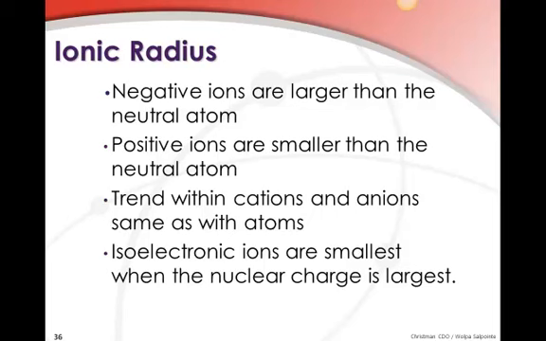Ionic radius. The negative ions are larger than the neutral atom. Positive ions are smaller than the neutral atom. Trends within cations and anions are the same as the atoms. So sodium is bigger than magnesium, which means sodium positive will be bigger than magnesium positive. Actually positive 2. And isoelectronic ions are the smallest when the nuclear charge is largest.